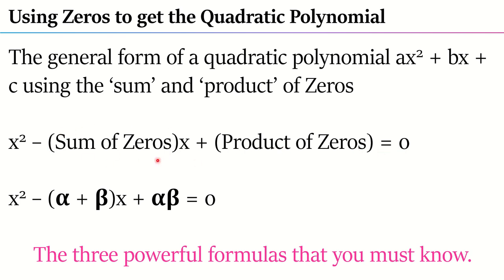Substituting the value of the sum of zeros, that is alpha plus beta, and the product of zeros, alpha beta, the equation becomes x square minus open bracket alpha plus beta close bracket x plus alpha beta is equal to 0. This, along with the earlier two formulas, are very important must-know formulas. This is required to solve many problems, and we will discuss the board exam problems in the subsequent videos, where I will show how these formulas are very powerfully used.